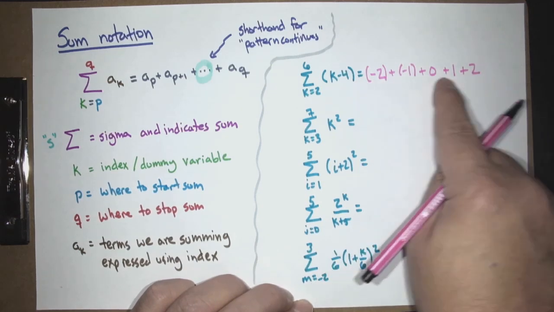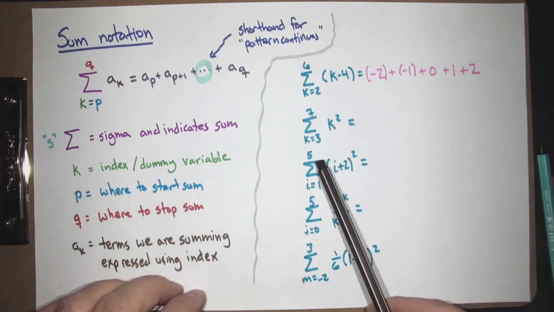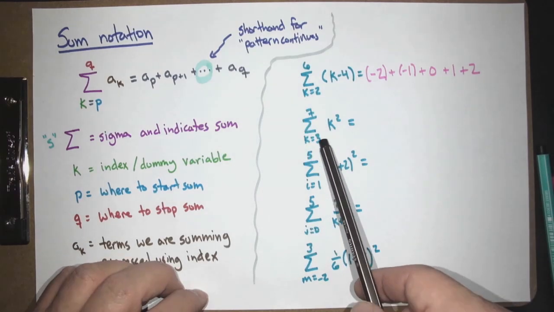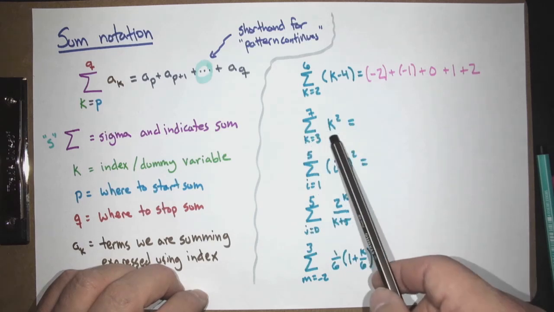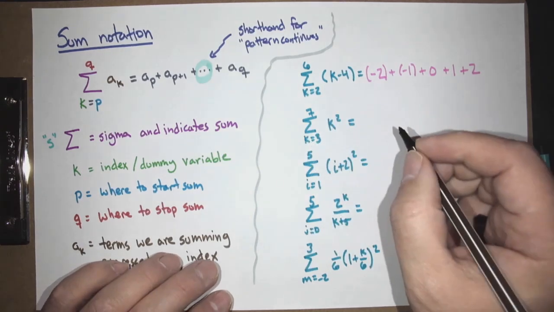Now notice there's no K's here. K's vanished. K is just a convenient way for us to keep track of things. It helps us compress our notation, but it won't show up in the actual sum once we've worked it out. Okay, how about this next sum? We're starting at 3 and going to 7, and it says whatever thing you're adding, square it, your index squared.